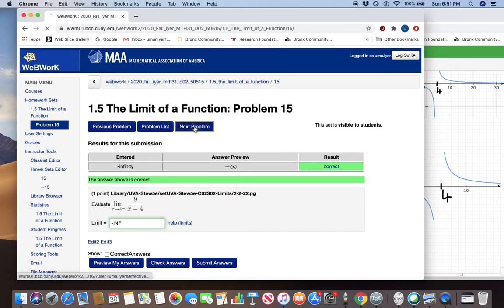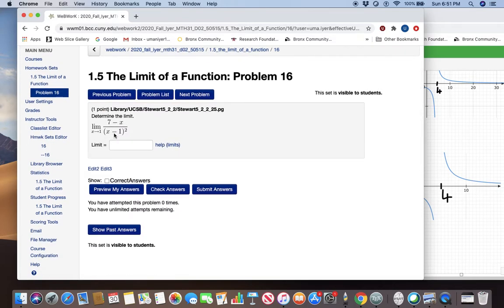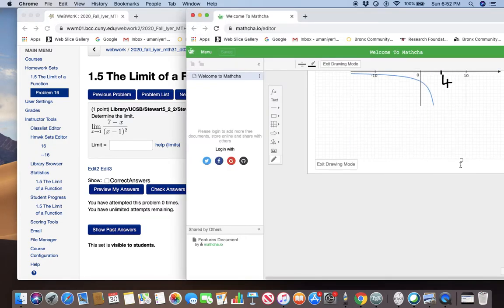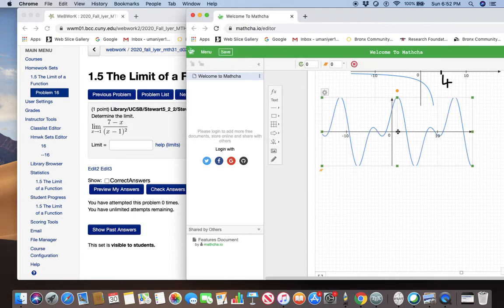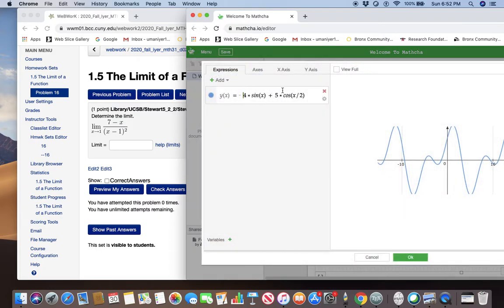All right, next one. Now this is a little more complicated. I'm sure you have learned techniques for how to graph this in pre-calculus, but I'm not going to spend time on material from pre-calculus. So let me graph it using our technology here. The numerator is 7 minus x. The denominator is x minus 1, quantity squared.